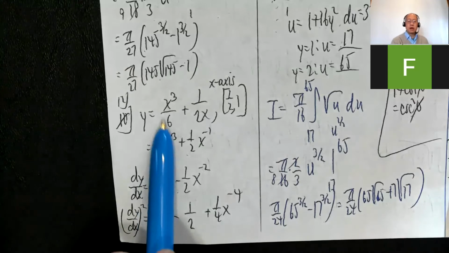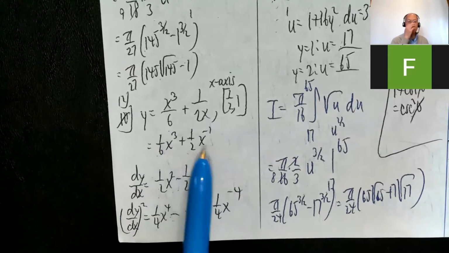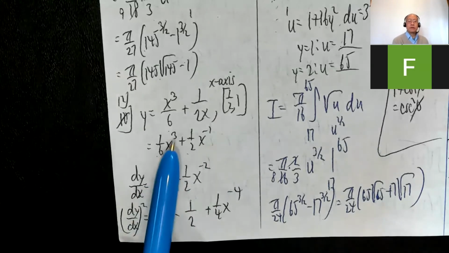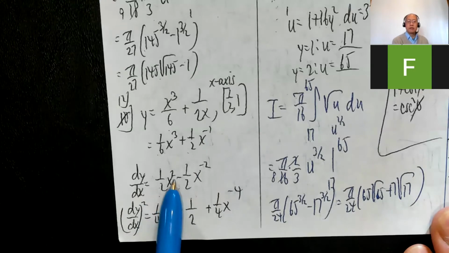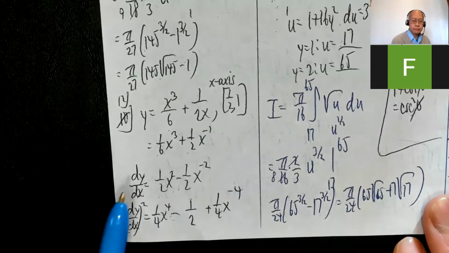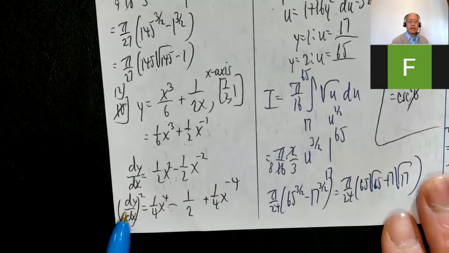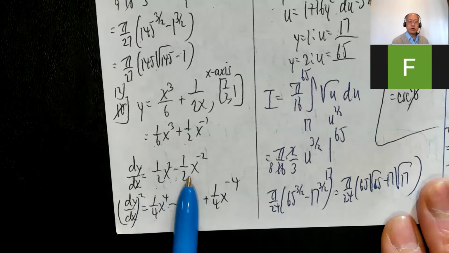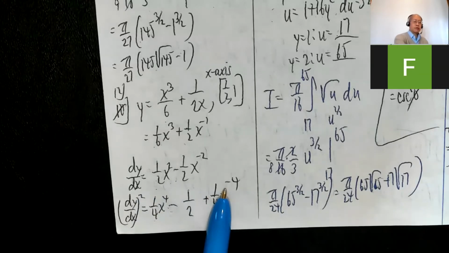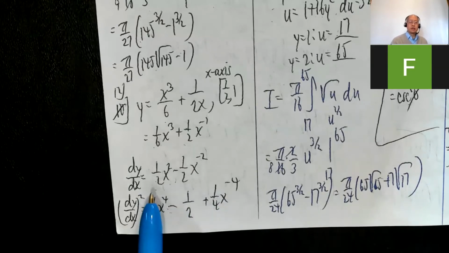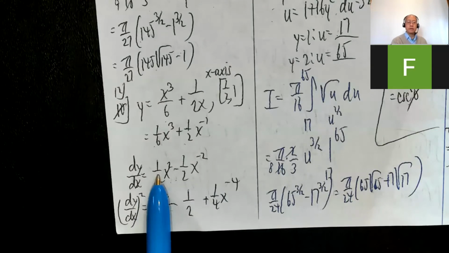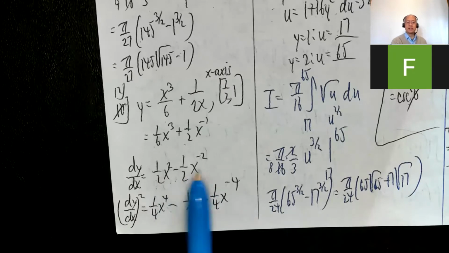All right, rewrite this as 1/6 x cubed plus 1/2 x to the negative 1. dy dx, 3 times 1/6 is 1/2 x squared minus 1/2 x to the negative 2. If you square it, dy dx squared, this thing squared is 1/4 x to the 4th. This thing squared is 1/4 x to the negative 4. And then this recurring theme that Mr. Stewart likes a lot, the 2ab term turns out to be just negative 1/2. 2 times 1/2 is 1, times 1/2 is negative 1/2, and x to the negative 2 times x squared is x to the 0, which is 1.